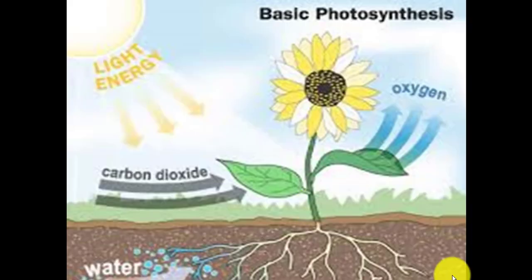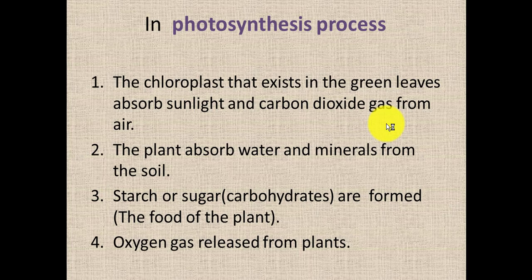This is a flower or a plant, has roots under the soil. It takes water and salts from the soil, takes sunlight and carbon dioxide gas, and uses them all to make its own food. What's its own food? It's called carbohydrates or sugar, and it produces oxygen, which we use in the respiration process.